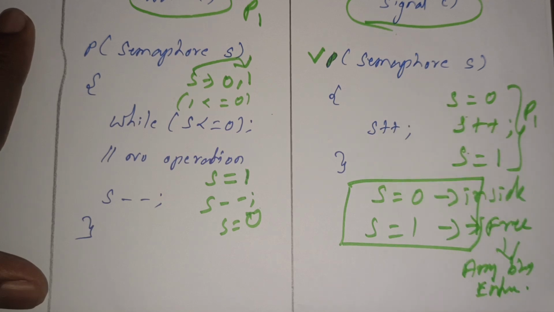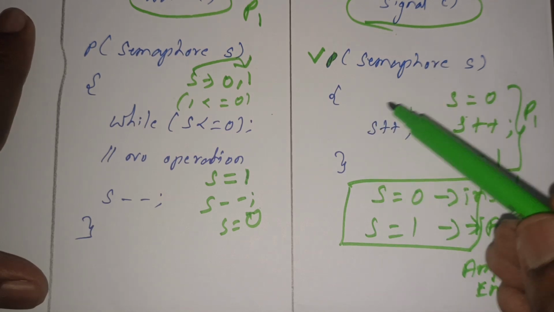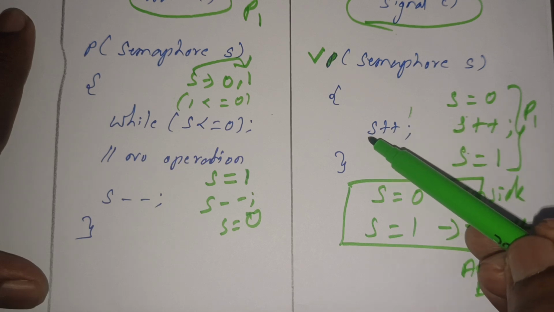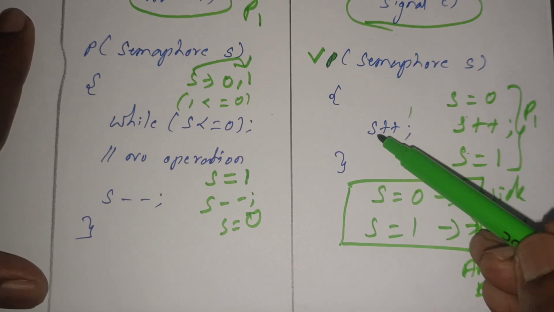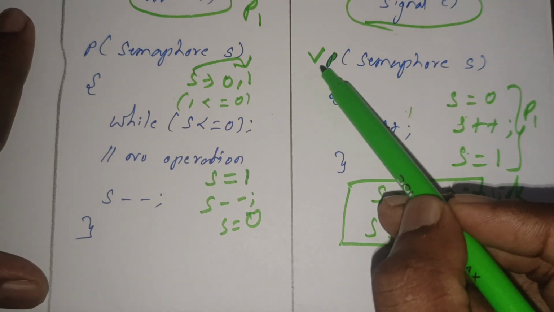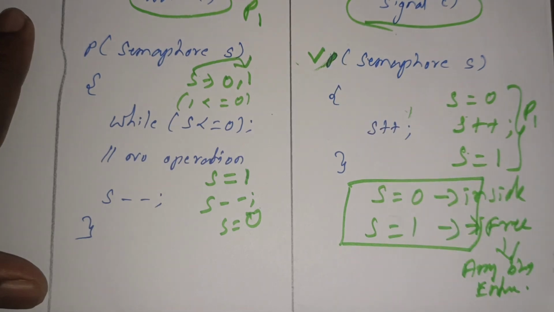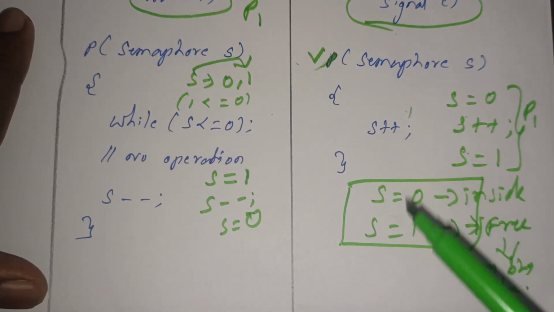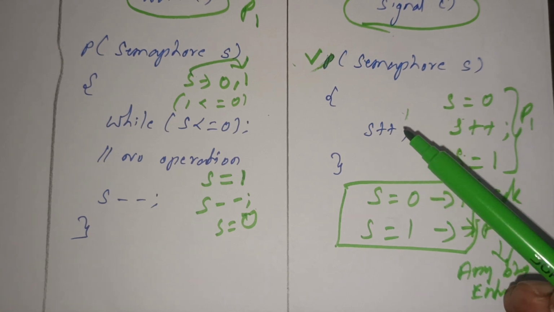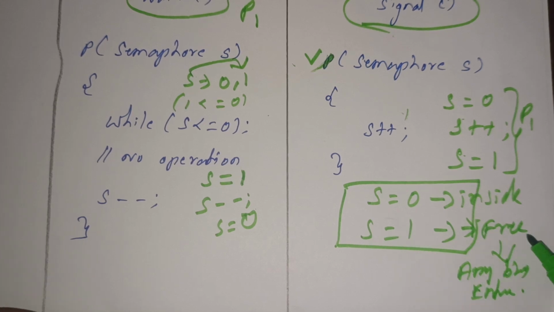Now I want to leave, so the semaphore has to be set. How is this value set? Process 1 has to leave the critical section. It sets S equal to 1 by using increment. Increment means we are using signal, and the signal operation is V. So when I am leaving, I make the S value 1. Anybody waiting outside can check the semaphore value: if it is 1, the critical section is free and they can enter. If it is 0, there is somebody inside.